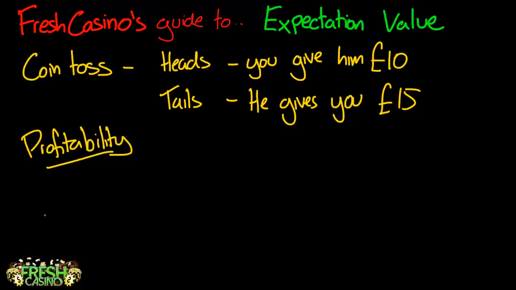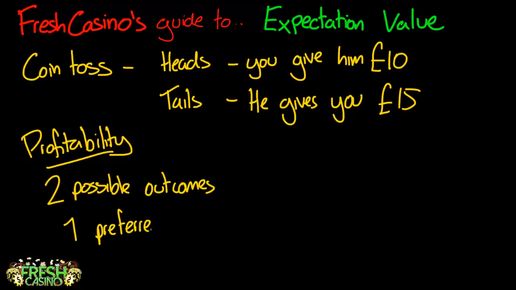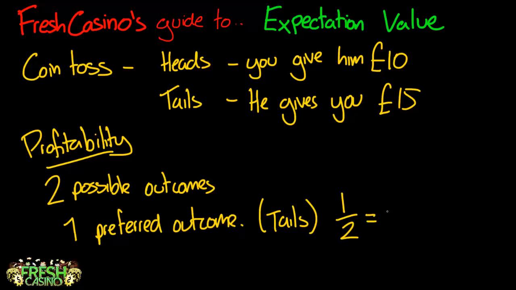There are two possible outcomes, heads and tails, but we have one preferred outcome. The probability of it landing on tails, our preferred outcome, is what? Well, there's two possible outcomes, and the chance of it being this outcome is 1. So it's 1/2 or 0.5, right?